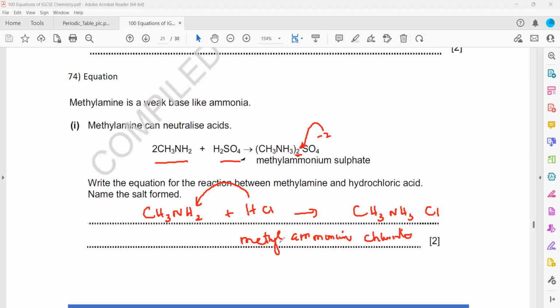Any doubt in this? Why ammonium? Because those salts which contain NH3, NH4 are ammonium salts. Even where NH2 is there, it is ammonium.